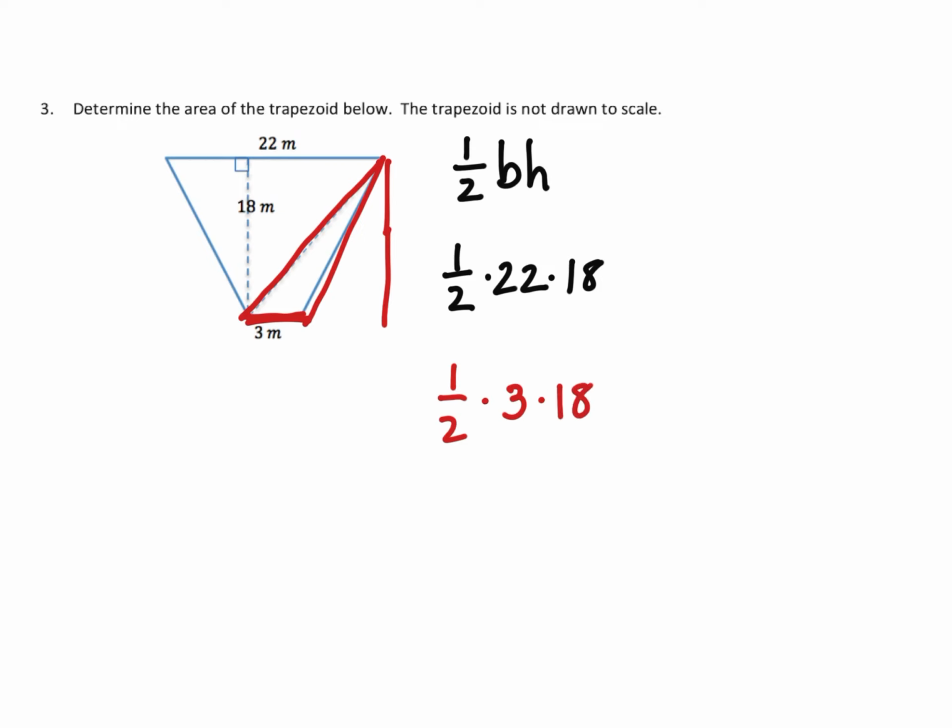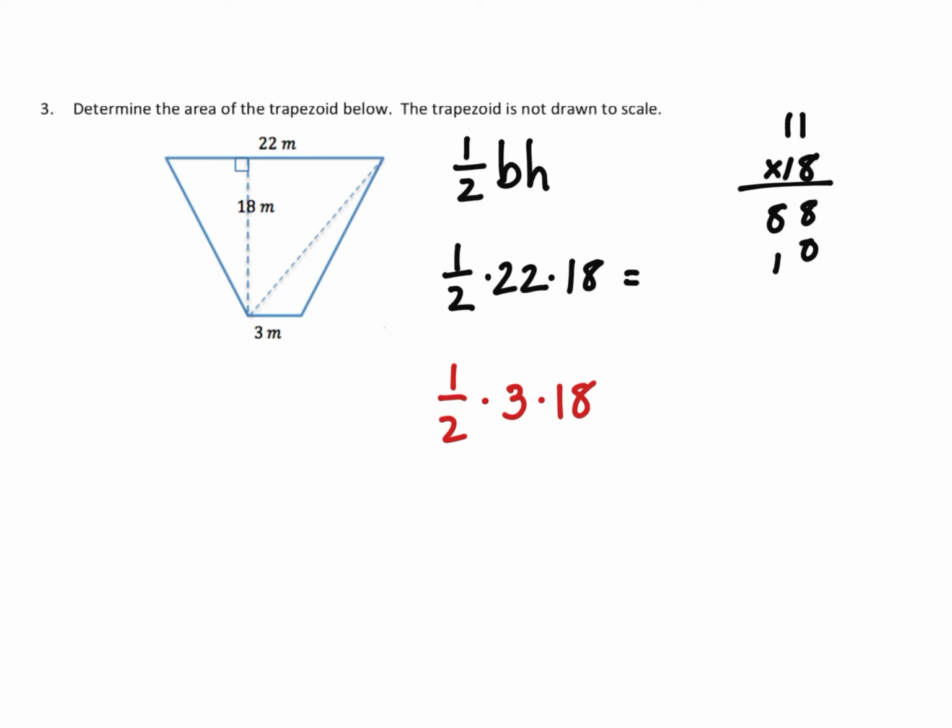We need to find the area of both of these, and that will help us find the area of the trapezoid. So half of 22 is 11, and I can do 11 times 18. Which is 198. Then for the second one, I have half of 3 times 18. I can do half of 18, which is 9, and 3 times 9 is 27.